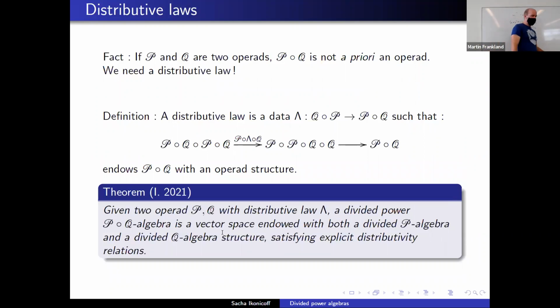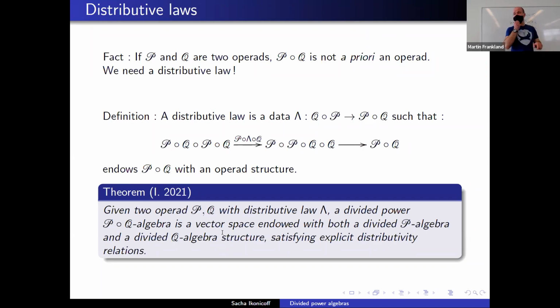So distributive laws is something that gives you an operad structure, a big operad structure from two small operad structures. So the idea is, again, I'm an algebraist. I know how to study divided powers. I would like to know if from a big operad, I can break up the divided power structure into the divided power structure of smaller operads. What a distributive law does is to give you an operad structure on a product of operads. Because if you have two operads P and Q, then there's no reason that P circle Q is an operad as such. It doesn't have a product.